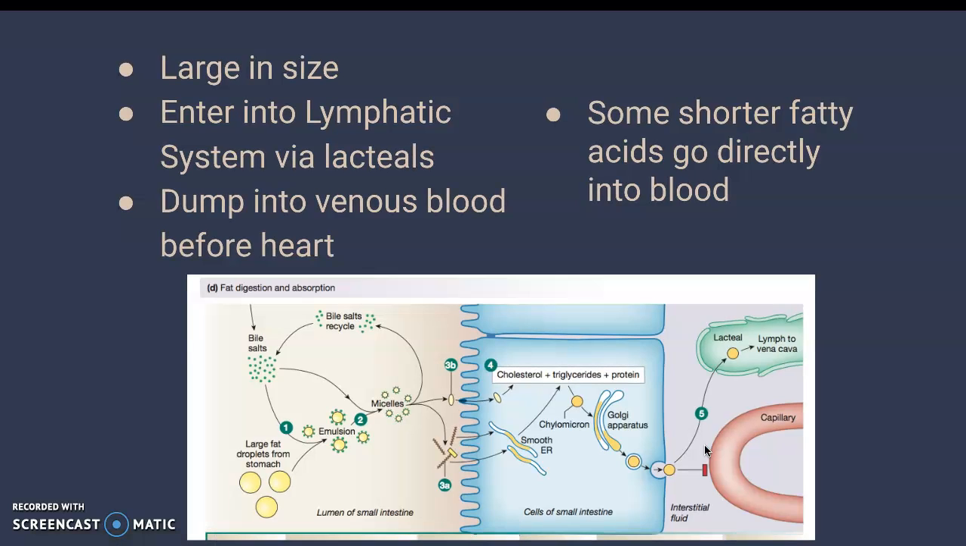So instead, they enter into the lymphatic system through the lymph vessels of the villi called lacteals here. And through that, they will pass through the entire lymphatic system before they enter the venous blood, just before it enters the heart. So right into the vena cava is where it's dumped. Additionally, some shorter fatty acids are not assembled into chylomicrons, and they can just cross into the blood here through the basement membrane without needing to go through the lymphatic system first.